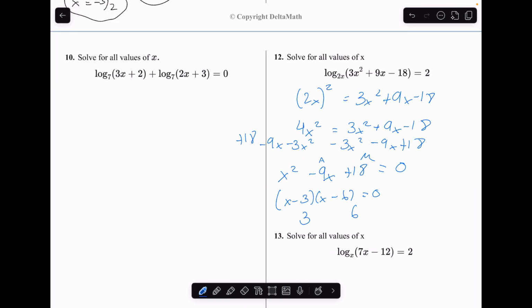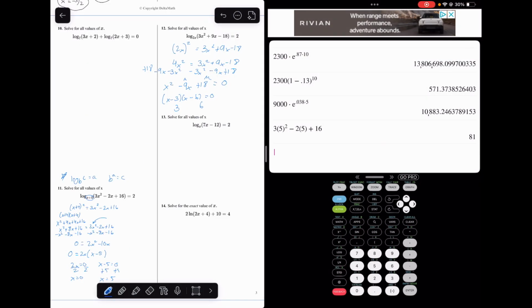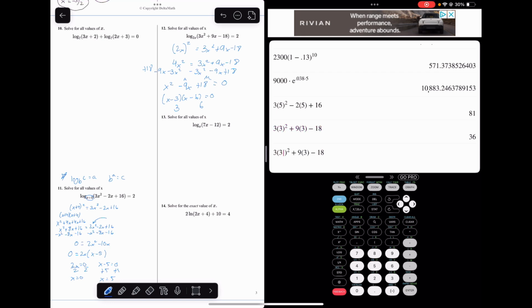Of course, we need to plug those in and make sure that they give us positive values. So that's going to be 3 times 3 squared plus 9 times 3 minus 18. So that one's good to go, and then we have to test the 6 in there to make sure we're good. And we are good to go there.